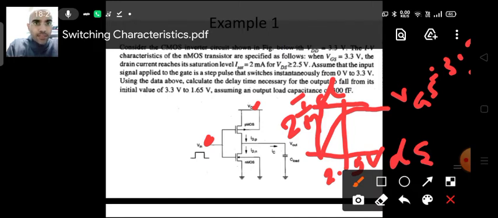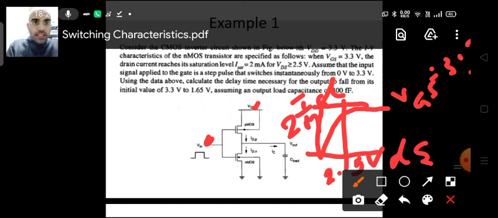Assume that the input signal applied to the gate is a step pulse. The input is a step pulse that switches instantaneously from 0 to 3.3 volts. This means the input waveform does not have any rise time. So using the data above, calculate the delay time necessary for the output to fall from its initial value of 3.3 volts. So the output is falling.